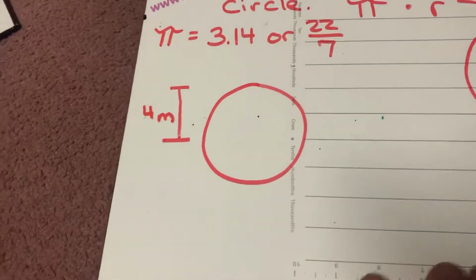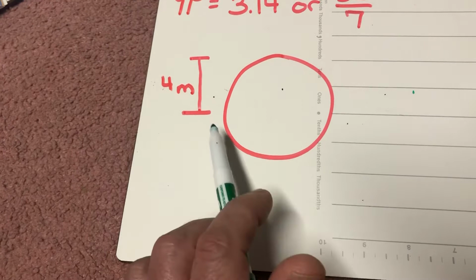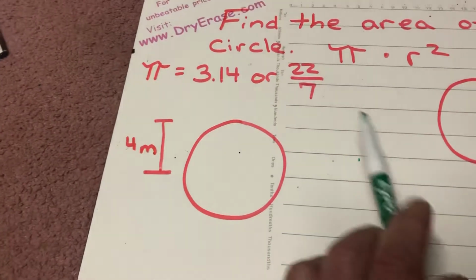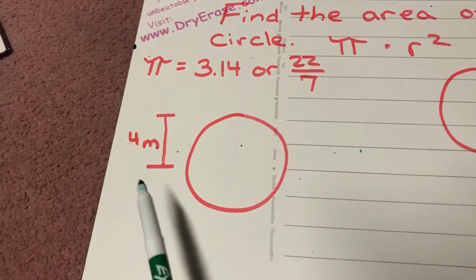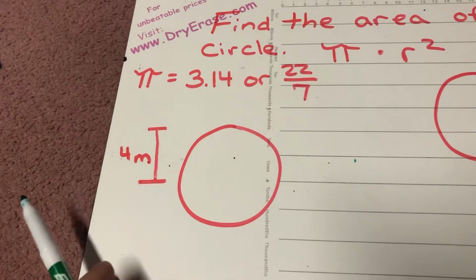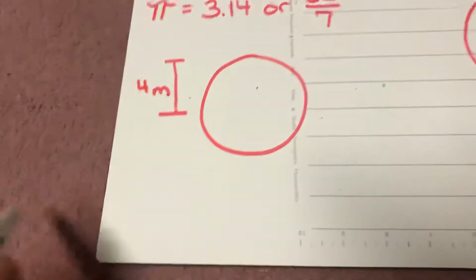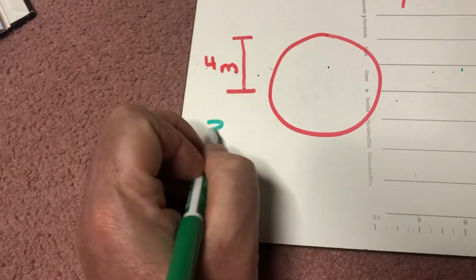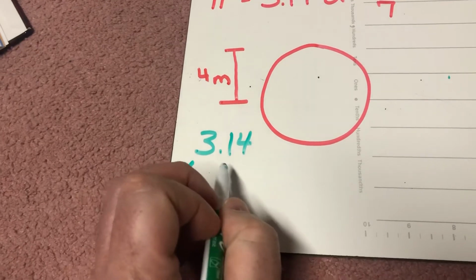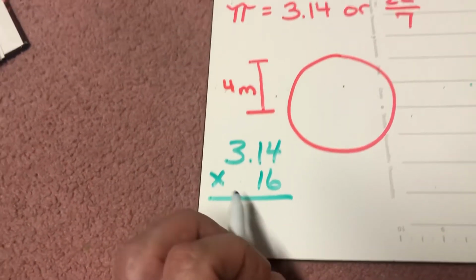So let's look at this first example. Here we have the radius of this circle from the middle to the end is 4 meters. So if the formula is pi times radius squared, and the radius is 4 meters, if I square 4, 4 times 4 is 16. So then I need to multiply that by pi. So I'm going to come over here, and it's going to be 3.14 times 16. Remember, decimals do not need to be lined up.